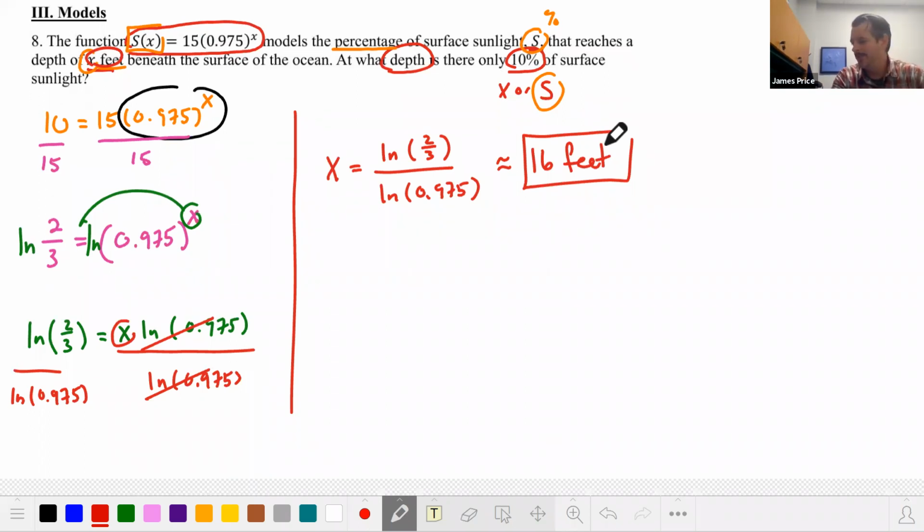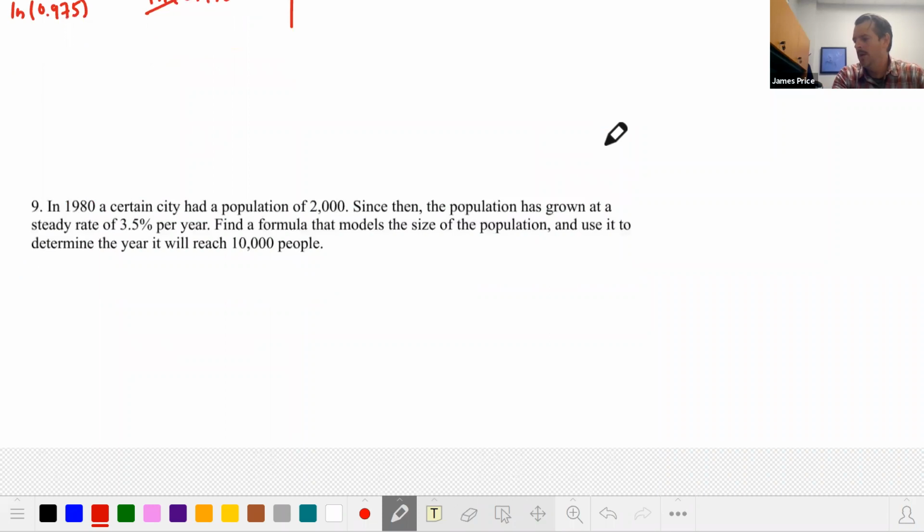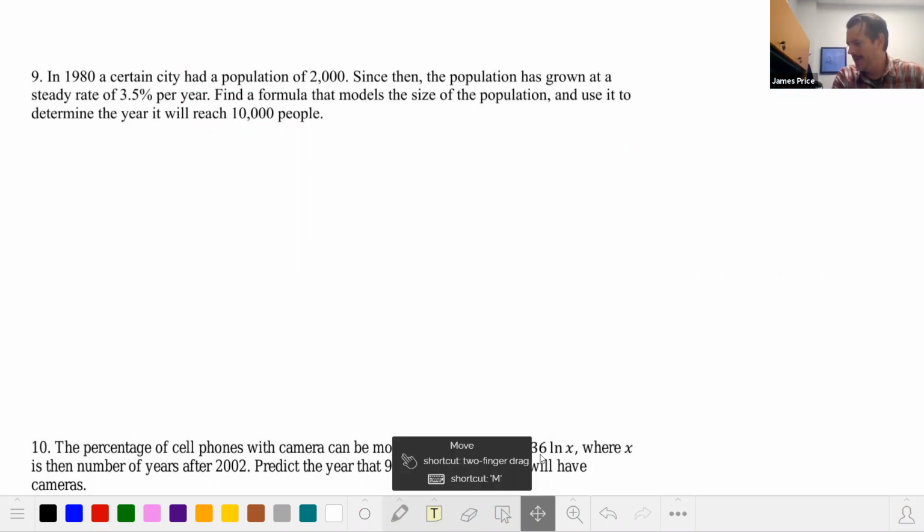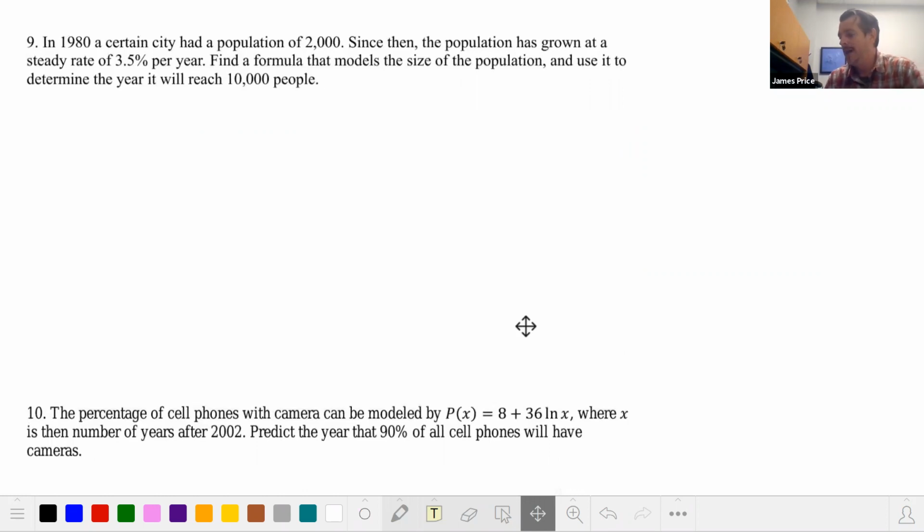Let's look at the next one. Number 9. So on number 9, what do we have? Another exponential problem. And I know it's exponential because of this percentage right here. I just look at it and think, oh, that's an exponential question. This one's a little bit more involved, so let's make a picture out of it because it doesn't give us the formula.